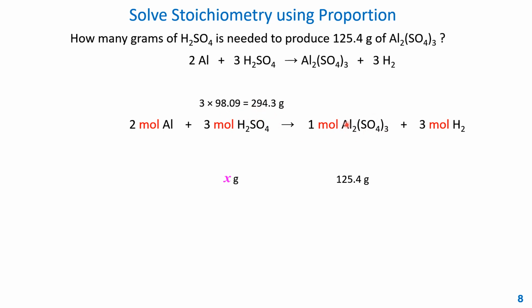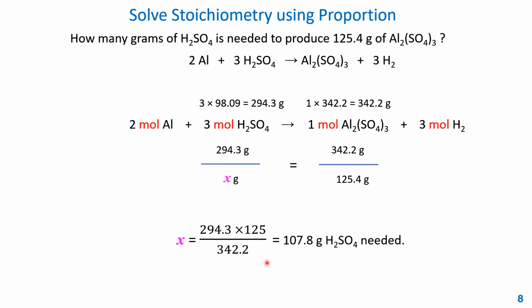And then for the aluminum sulfate, just 1 mole, so basically it's the same as the molar mass. You can say 1 times the molar mass is the same thing. Now move this to mass over here, and that is the proportion. And then you can solve for X. Cross multiply and divide by this number, and you get the same answer as the previous slides, 107.8 grams.